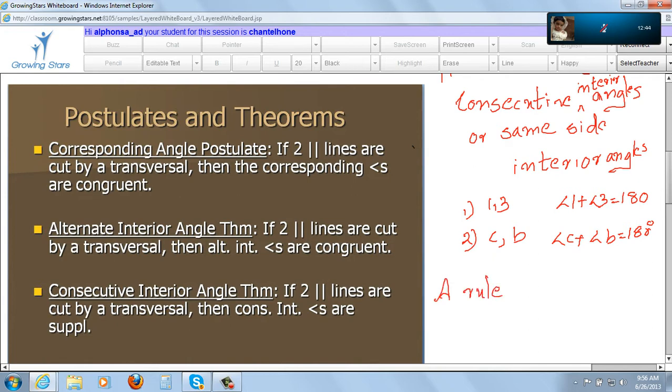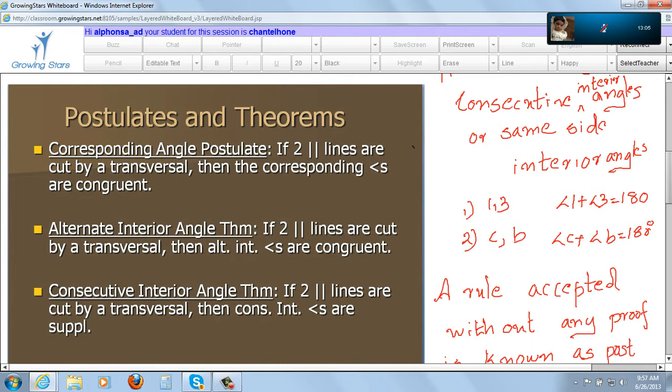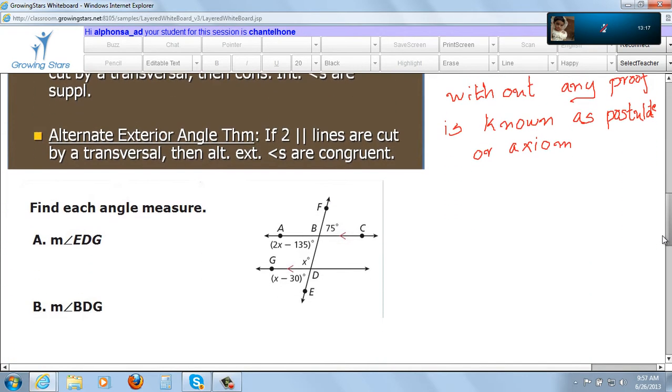A rule accepted without any proof is known as postulate or axiom. Then theorems, and the difference is that we are able to prove them with the help of these postulates.